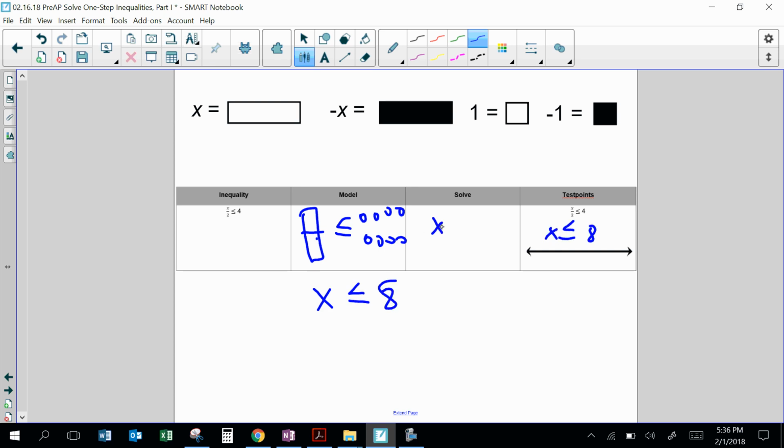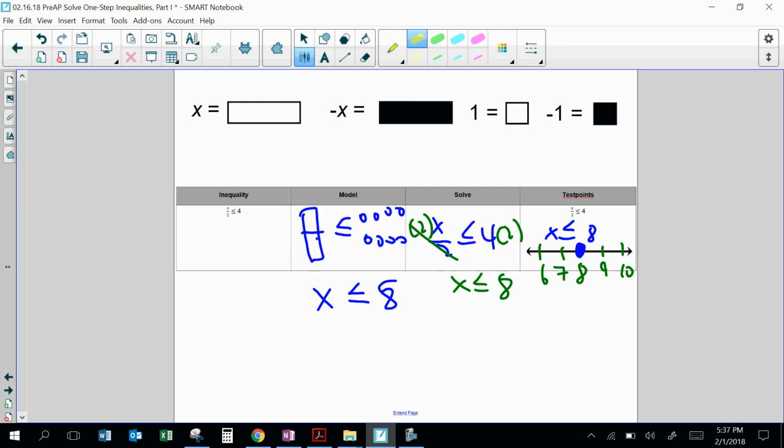How can I solve this algebraically? Because I think it's so much faster solving algebraically. The inverse of divide by 2 is multiply by 2. Multiply by 2, just cancel. X is less than or equal to 8. And let's make a number line. This is 8. What two numbers are larger? 9 and 10. What two numbers are smaller? 7 and 6. So if it has to be less than or equal to 8, could it be equal to 8? Yep. So I closed dot.